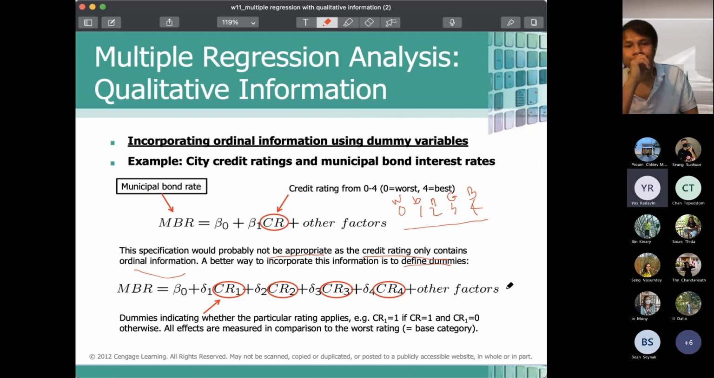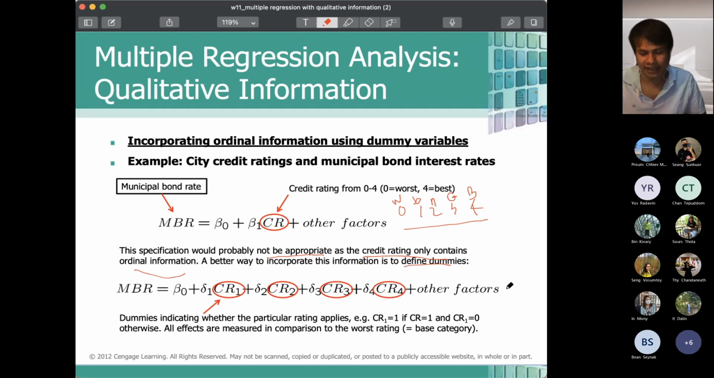Teacher, again, if we have a 5-point ordinal scale, we use 5 minus 1, right? Yep. So the number of dummies to be included in the model should be the number of categories minus 1.